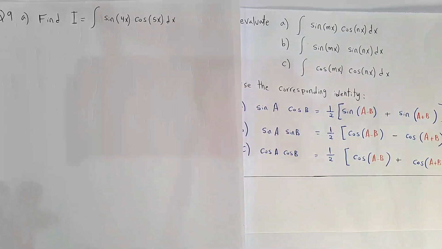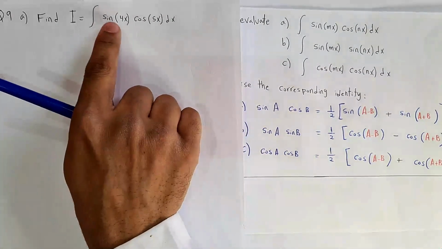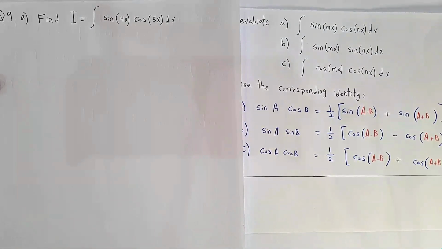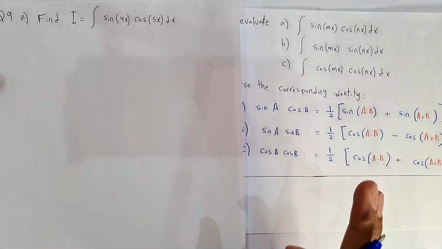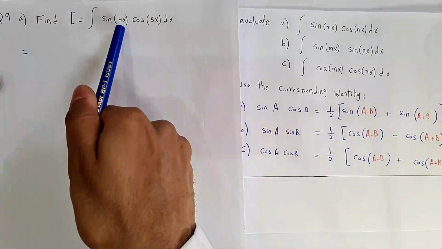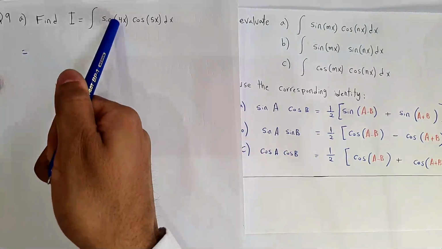Question 9a. Find the integral of sine 4x cosine 5x dx. This question is very, very easy if you know the formula. And it will be a disaster for you if you do not know that formula. So please, know the formula, know its proof. This is an easy question. The corresponding formula clearly will be A, right? Because you have sine and cosine.